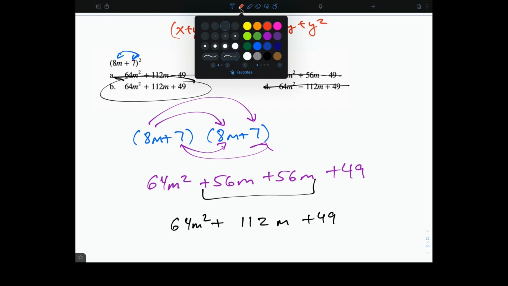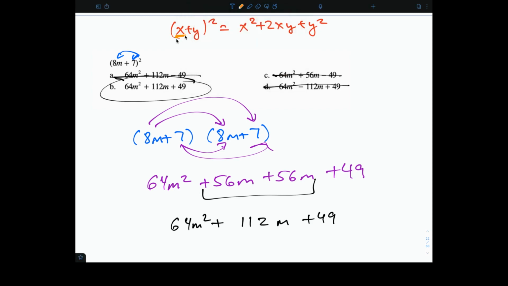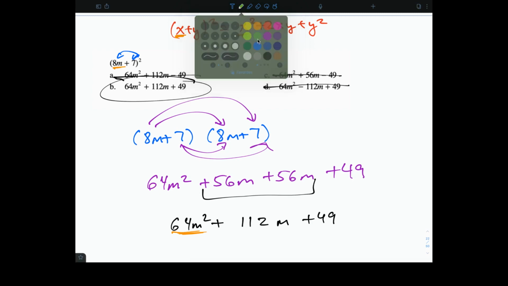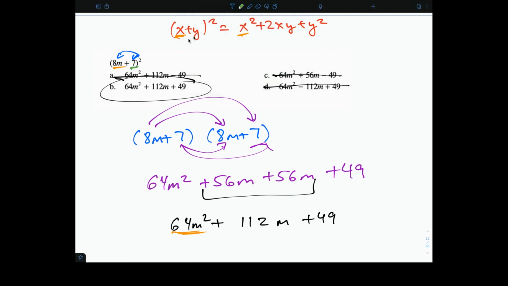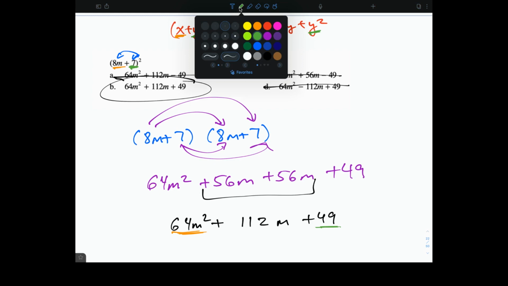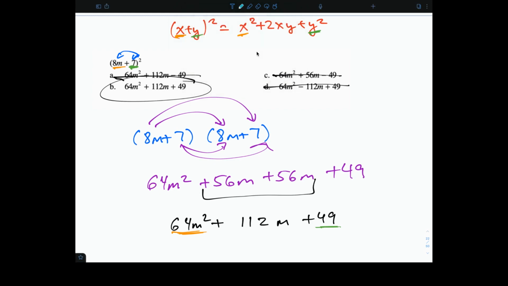But what I'm here to stress is the fact that all this is saying is that the first term gets squared, hence 8m squared is 64m squared. The back term gets squared, all right? So y gets squared here, so the 7 is going to get squared and give me 49. 7 squared is 49. And we'll do this in light blue, the middle term is the product of x and y times 2. In other words, the product of 8m and 7, which is 56m, times 2, which is 112m. Which, by the way, times 2 is the same thing as 56m plus 56m.